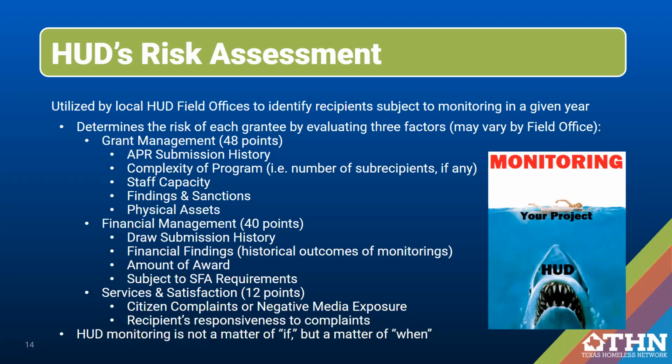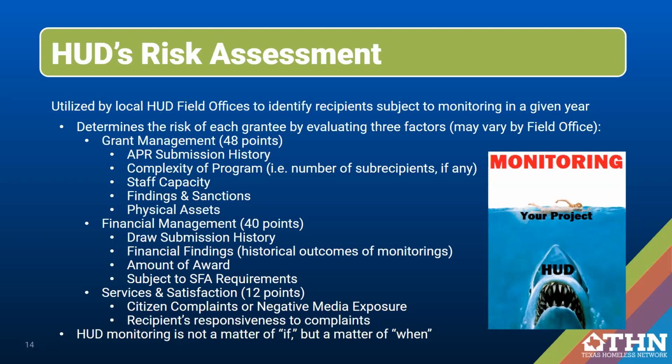Before we get into the specifics, I do want to note that the assessment itself may vary by field office. So the assessment that the Fort Worth offices use may be different from what Houston uses and may be different from what San Antonio uses. But in general, the tool assesses items in 3 broad categories, which include grant management, financial management, and services and satisfaction. And then within each of these categories, your HUD rep will use some predefined evaluation criteria to determine if there's a low, medium, or high risk present.